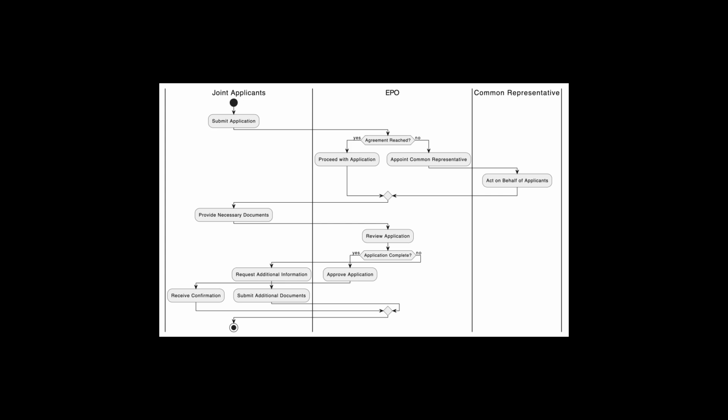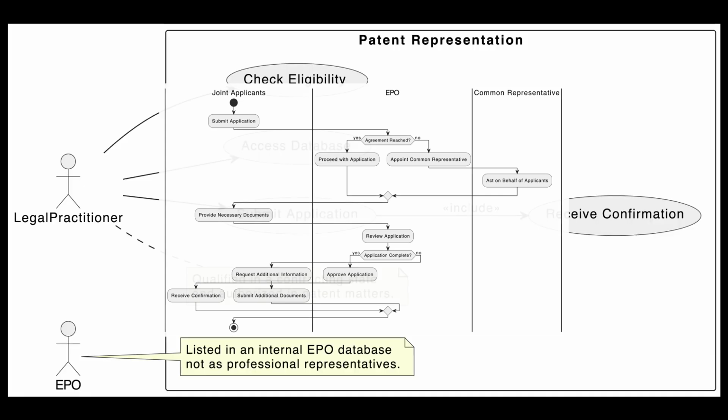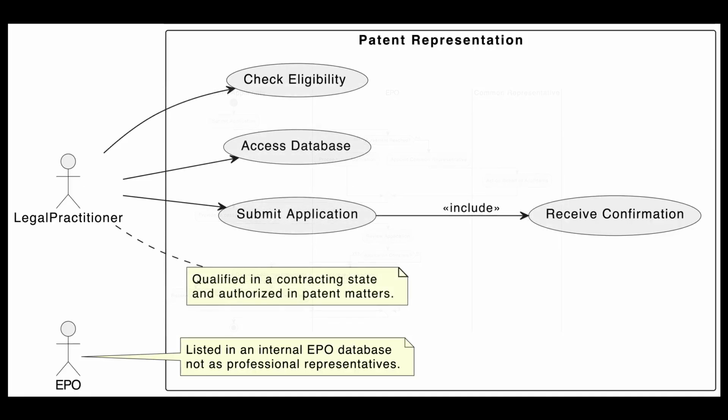1.2 Representation by a professional representative. Only professional representatives listed with the EPO can represent you. Associations of professional representatives registered with the EPO can also act collectively for a party. If you choose to appoint an association, any member of that group can perform procedural acts, and correspondence is directed to the association.